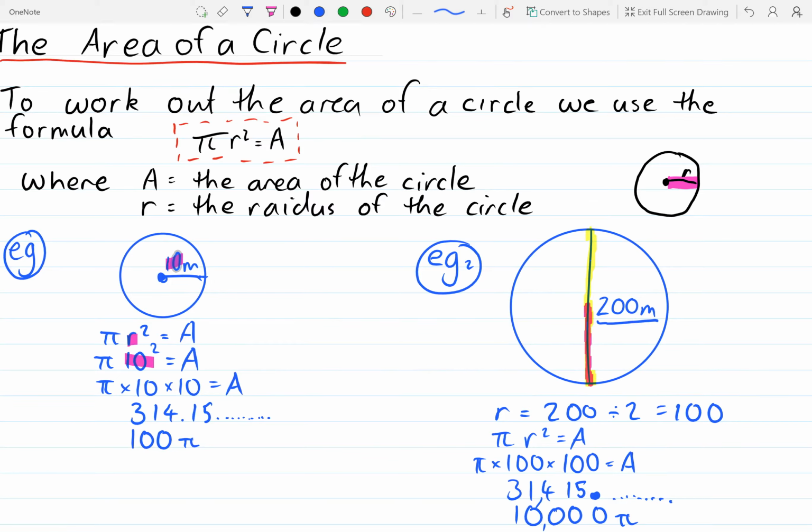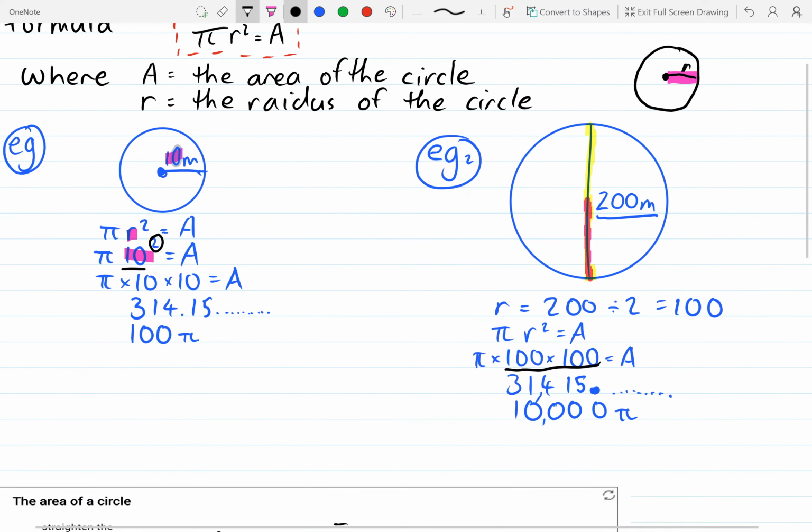So essentially, to find the area of a circle, you use the formula pi times r squared, and that'll give you the area. Notice the squared means times by itself, so this is 10 times 10, this is 100 times 100, and just follow through the procedure and you can't go too far wrong.